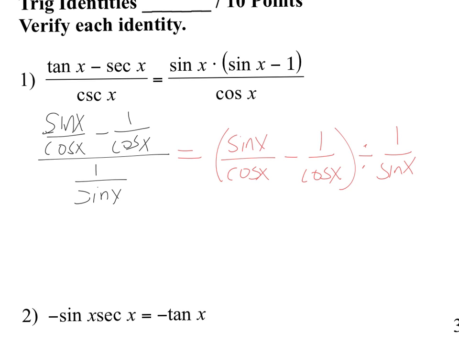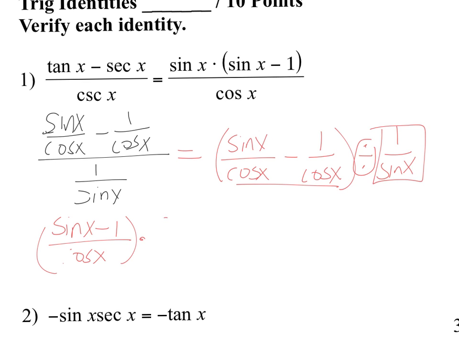which is the same thing as, I'm going to combine these two since they have a common denominator, sine x minus 1 over cosine x, and if I'm dividing, that means I'm multiplying by the reciprocal, times sine x over 1, and that happens to be exactly what we have up here. So I wasn't really sure where I was going, but I ended up getting to a place that worked out for me.